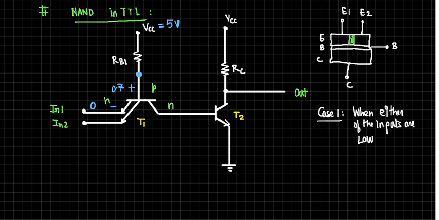Okay, so let me name this VB1. This VB1 has a voltage of 0.7. If it is 0.7, what is the condition of this bias? I mean this PN junction, the collector base junction. In order to make this conduct, now consider this second transistor, I need at least 0.7 volts here.